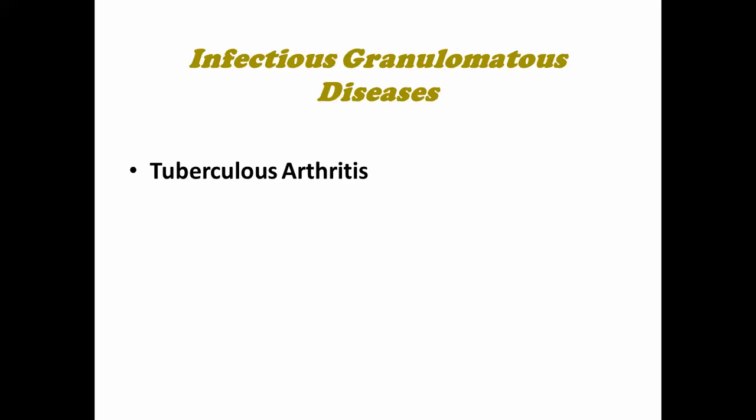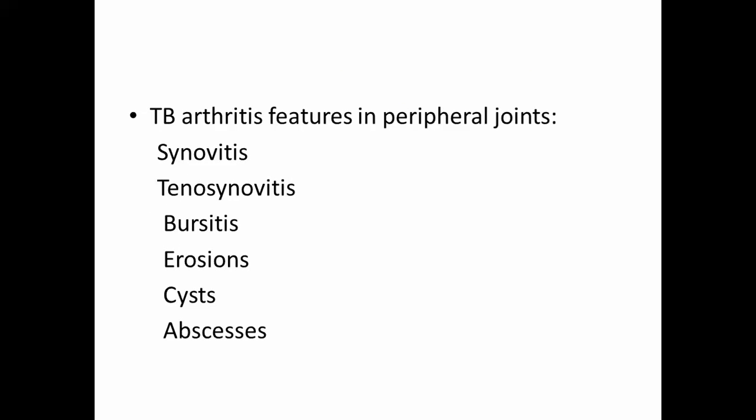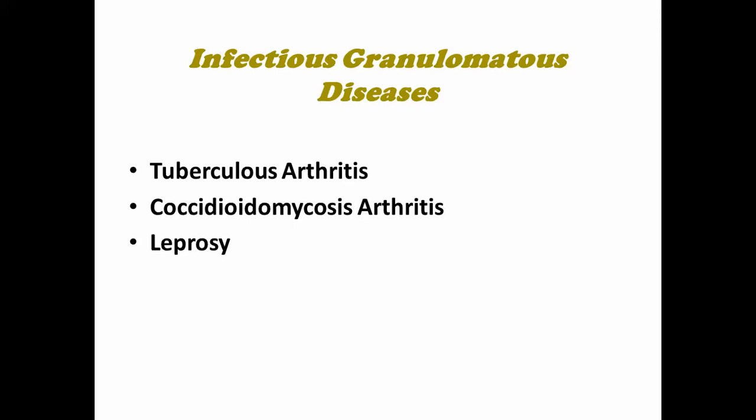Arthritis could be degenerative, could be Charcot, and both are called hypertrophic. Could be infective, like pyogenic arthritis, and could be infective granulomatous. The best example is tuberculous arthritis, but fungus infection could be, and leprosy. So we have three granulomatous infectious diseases of joints: tuberculous arthritis, coccidioidomycosis arthritis, and leprosy, or tuberculosis, fungus, and leprosy.